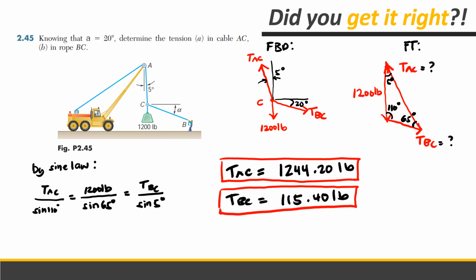Okay. So did you get it right? By solving the problem using force triangle and sine law, we found out that the tension at rope AC is 1,244.20 pounds. It is obvious kasi it is somehow directly below or opposite to the 1,200 pounds, so it is carrying more tension. And TBC is 115.40 pounds. So I hope you get it right.